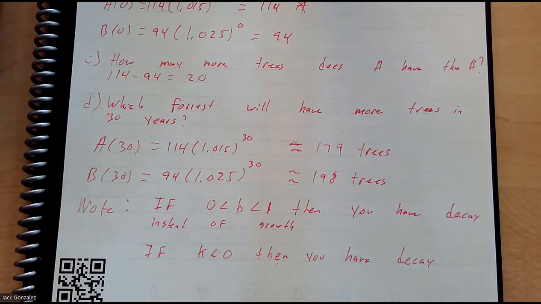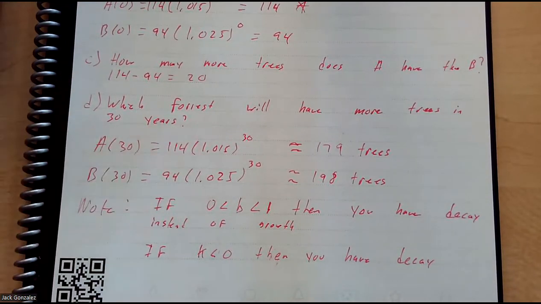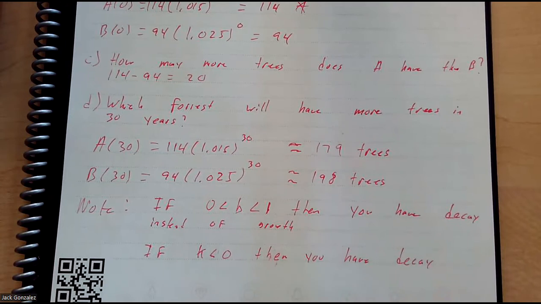But if K is positive, like this question, or B is bigger than 1, we have growth. See how both of these B's right here are bigger than 1? And they're not a fraction less than 1, so growth. If this was below 1, the trees would go to 0. Would just start dying off, I guess. Any questions on number 1? Okay.